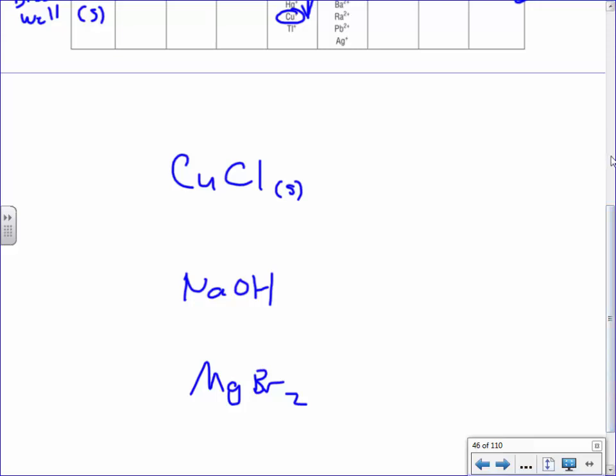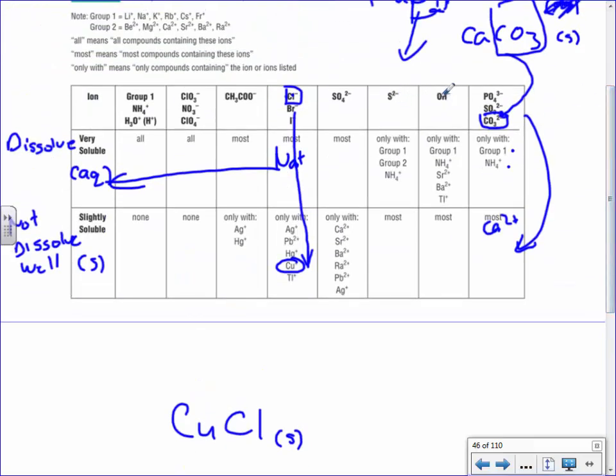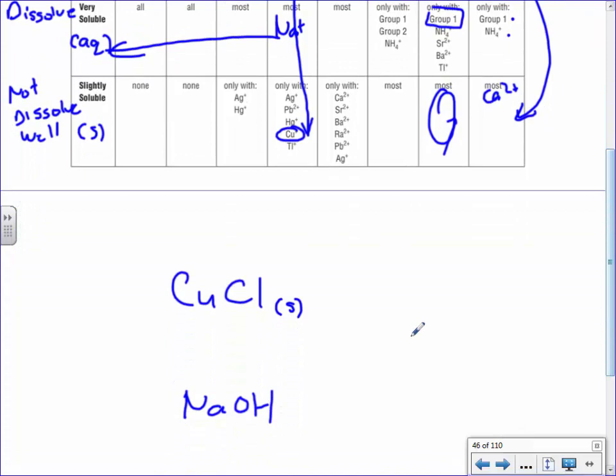Okay, sodium hydroxide. Find the hydroxide, which is in this column right here. Almost everything is in the not dissolving column, except for a few exceptions: thallium, barium, strontium, ammonium, and anything in group 1. Where's sodium found? Okay, so it's aqueous then, because it is in the top column. So sodium hydroxide actually should dissolve.